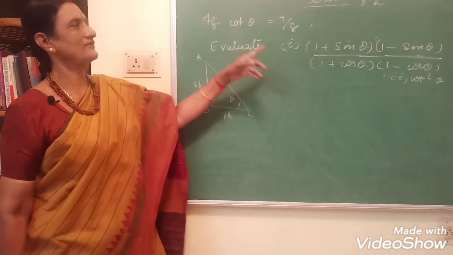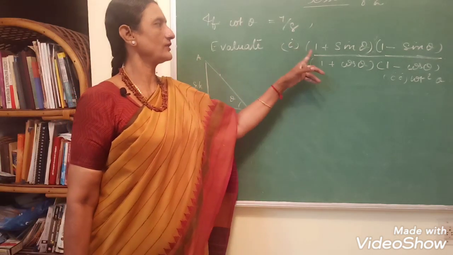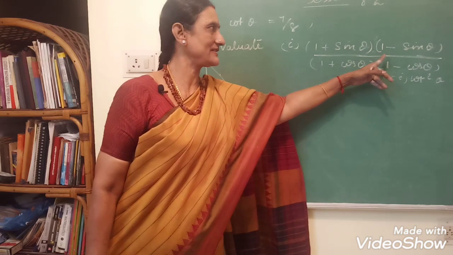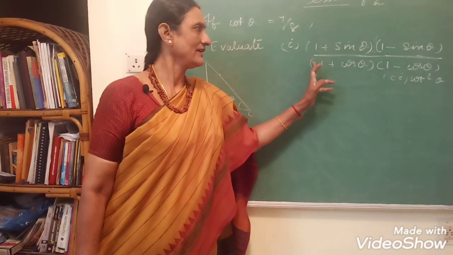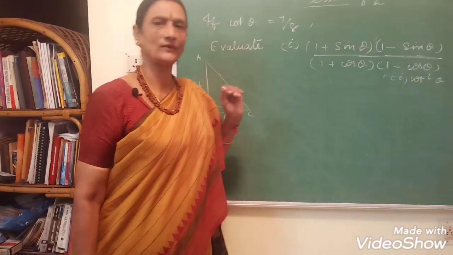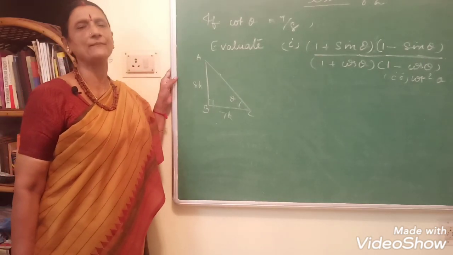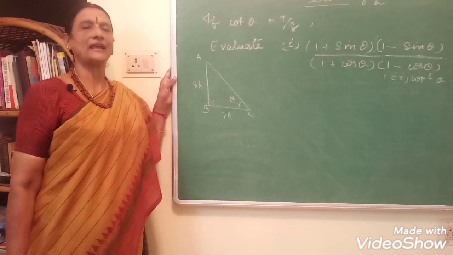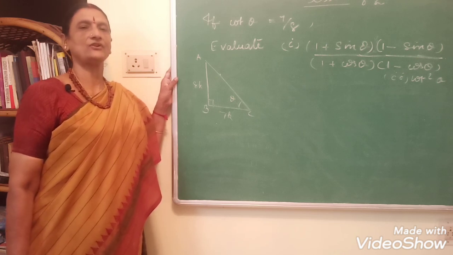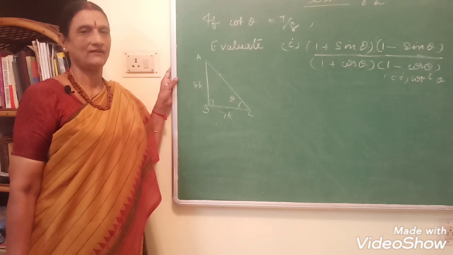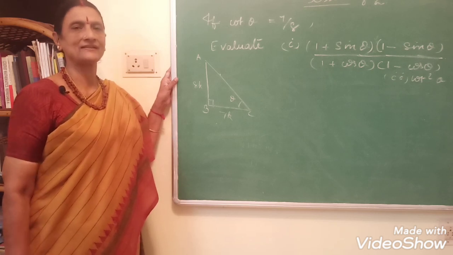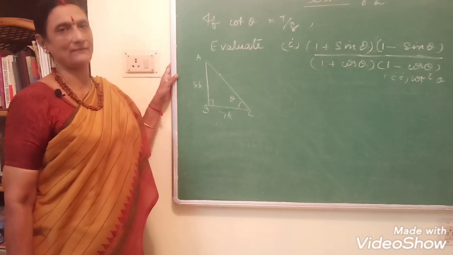So the first subdivision is, if cot theta is equal to 7 by 8, find (1 plus sin theta)(1 minus sin theta) divided by (1 plus cos theta)(1 minus cos theta), and the second subdivision is cot square theta. Okay, this sum can be done in two different ways. The first method, you have to use your fundamental principles. Now we'll try both the methods and see whether you are getting the same answer.